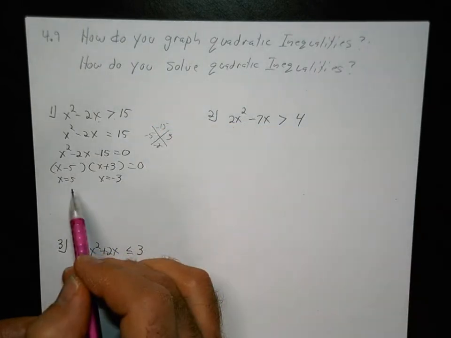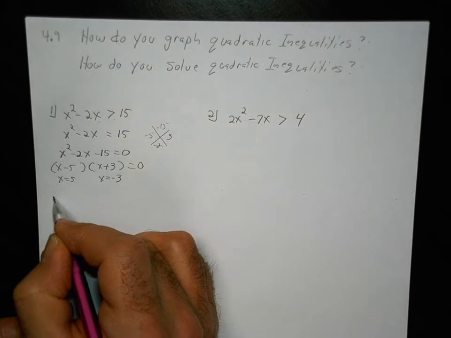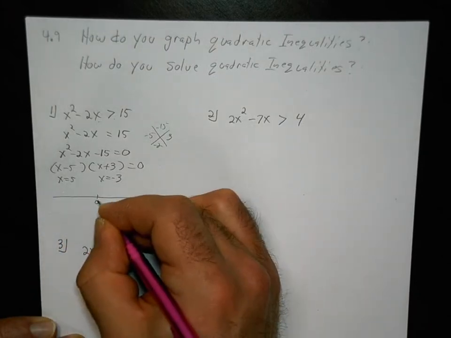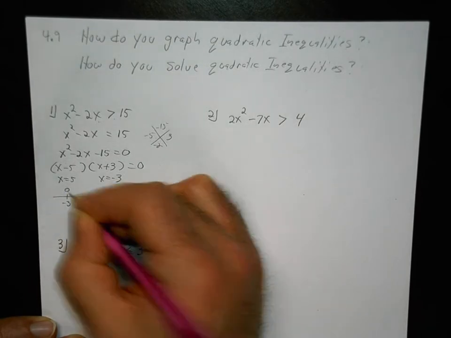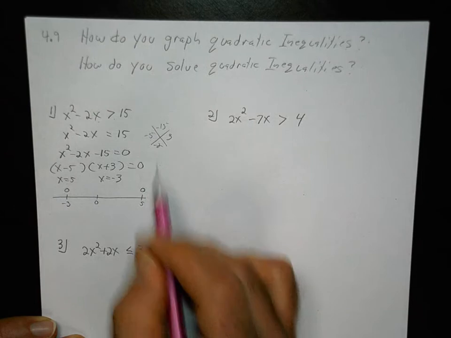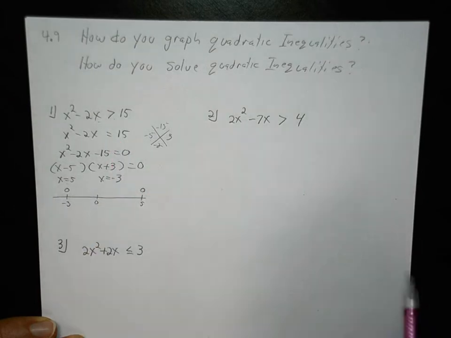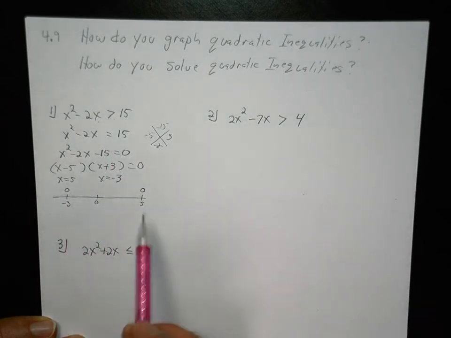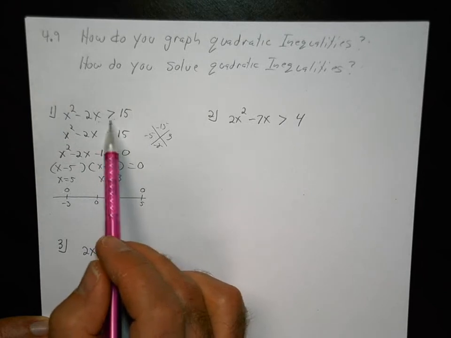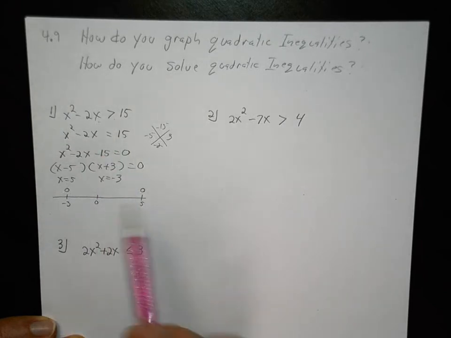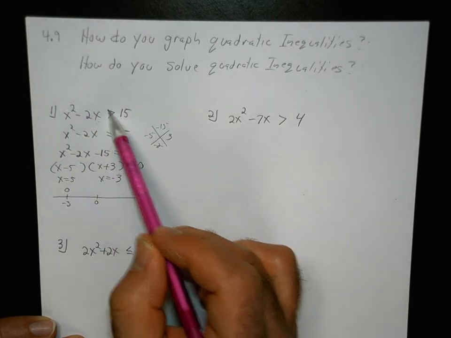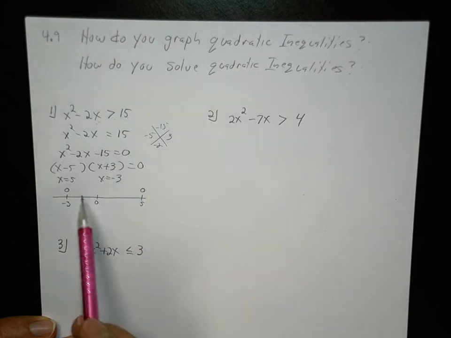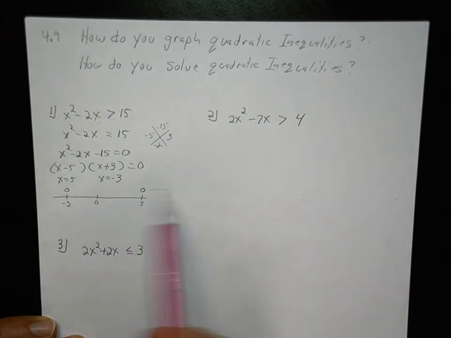So what we're going to do is plot these on a number line, real simply. Let's say that's 0, here's negative 3, here's positive 5. I'm going to put open circles here, because it's not greater than or equal to. That just indicates that those values give me something equal to 15 but not greater than 15. Now the values of x that give me values greater than 15 are either in between here or outside of here, and we have to figure out where.